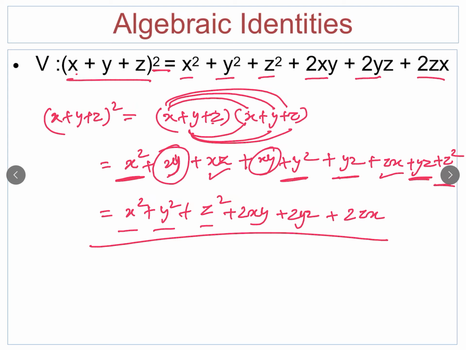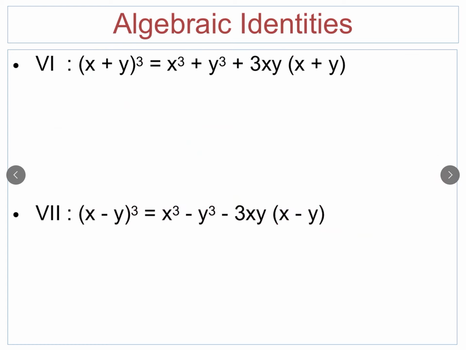Okay, you can remember this like this. First write the square of all three terms, x square, y square, z square, then twice of the first two terms, xy, then twice of the second two terms, yz, then twice of the third and the first term, which is zx. That's how you can learn and remember this identity.